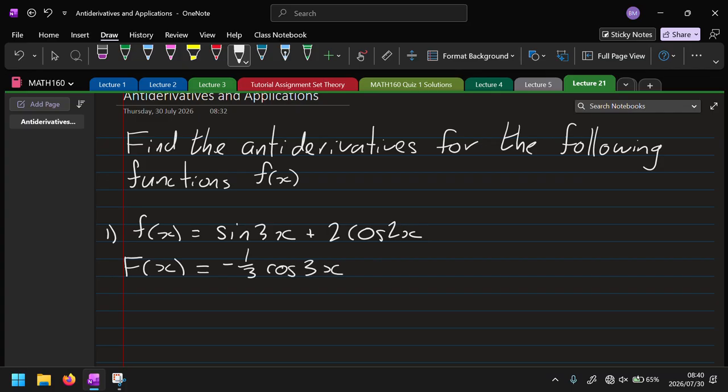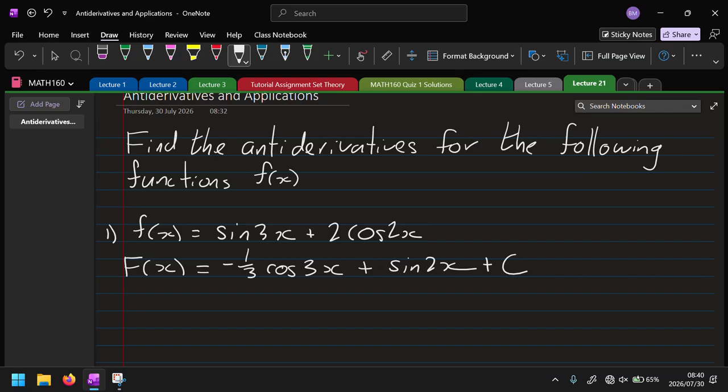Okay, and then the next one, again, we ignore the 2, right? Constants in front, we don't worry about. The antiderivative for cos, sine, good. And then we've got a 2 on the inside, so we need to divide by 2. And then plus c, very good.